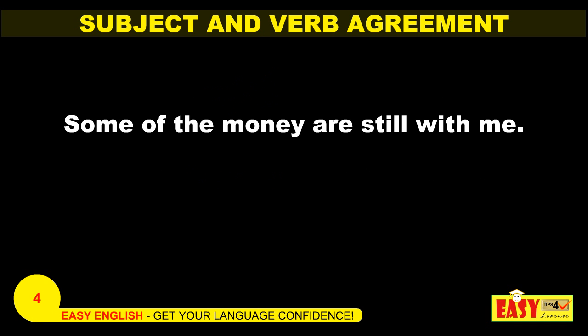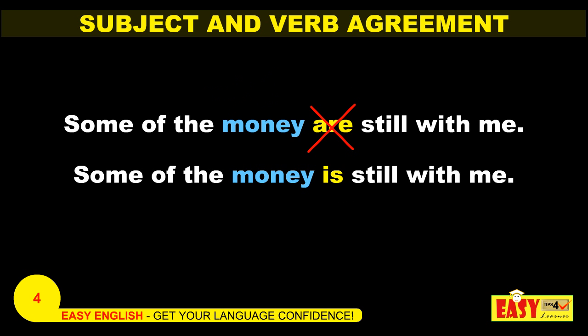Now observe the next sentence. Some of the money are still with me. So what is the subject here? Money. The sentence speaks about money. The subject money. What is the verb used here? Are. So even this sounds weird and it is not supposed to be correct. Some of the money is still with me. The subject is money and the verb that should be correct is is and not are. Some of the money is still with me. Now only the single subject agrees with the single verb.